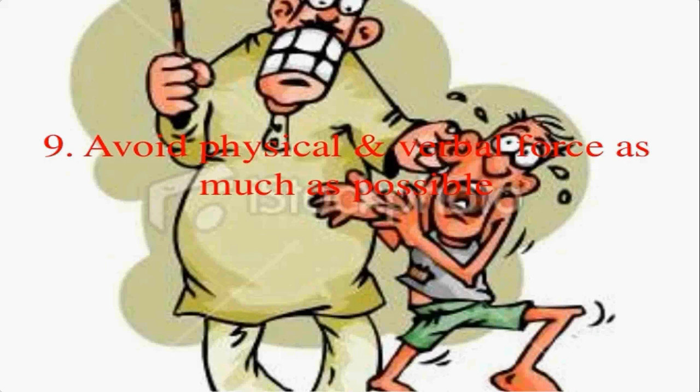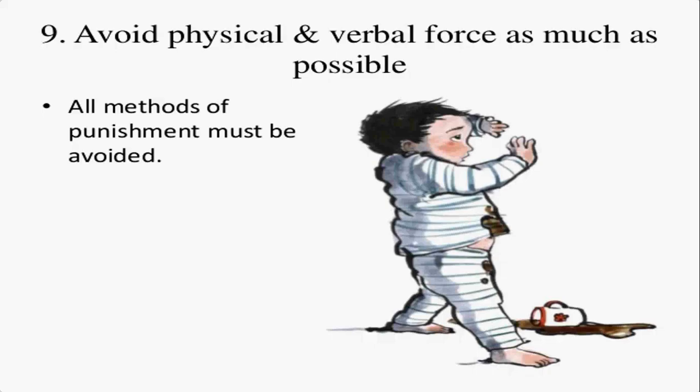Next, avoid physical and verbal force as much as possible. All methods of punishment must be avoided, like any kind of force applied on the patient that results in psychological trauma. For example, a depressed patient welcomes punishment or scolding as he is basically suffering from guilt of having made a mistake. Restraining a violent patient is an example of physical force. We are not supposed to restrain the patient.